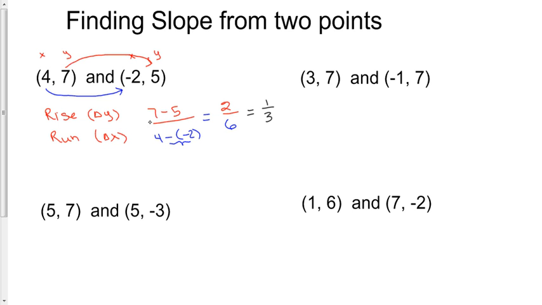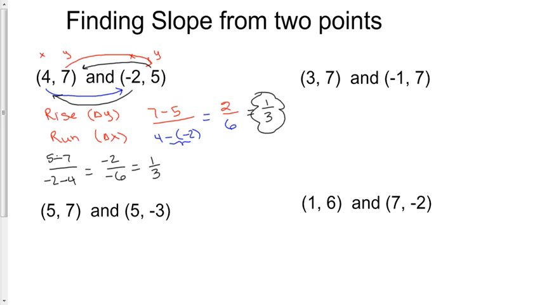Now remember I said it didn't matter which order we went in as long as we are consistent. So if I had started my y's and instead went 5 minus 7 on top, that would have been fine as long as when I went to the bottom, I went from that same point over here for the x's and went -2 minus 4. Notice 5 minus 7 gets me -2. -2 minus 4 gets me -6. And a negative divided by a negative is a positive. So I get the same slope again, either way, regardless which order I subtracted in.